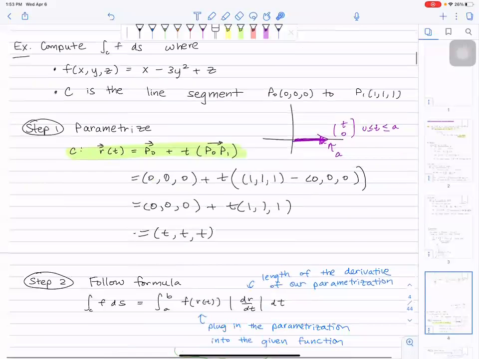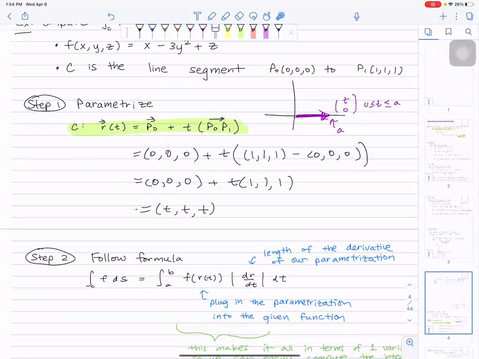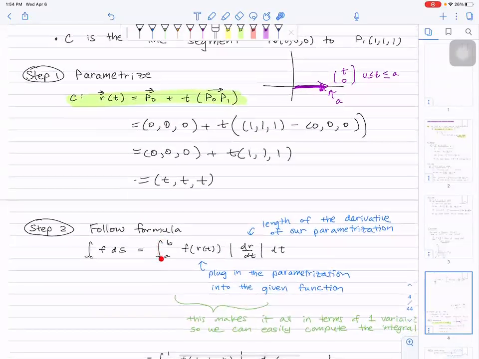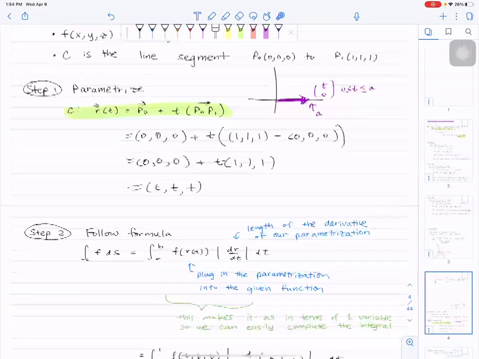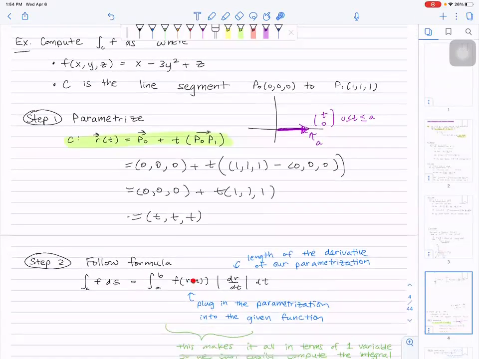Okay, so now that we've parameterized it, we can just follow the formula. The formula says we do this integral of our function with the parameterization plugged in. Our parameterization right now is t. We plug that into our function, so now instead of x's, we see a t. So t minus 3t squared plus t.